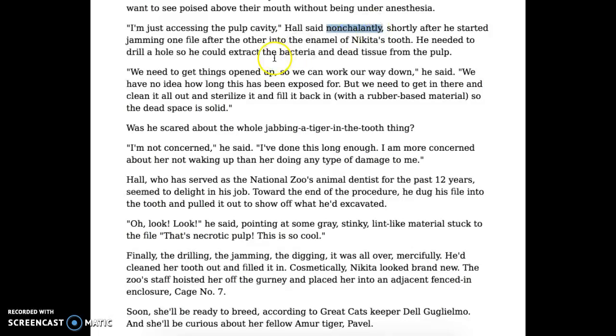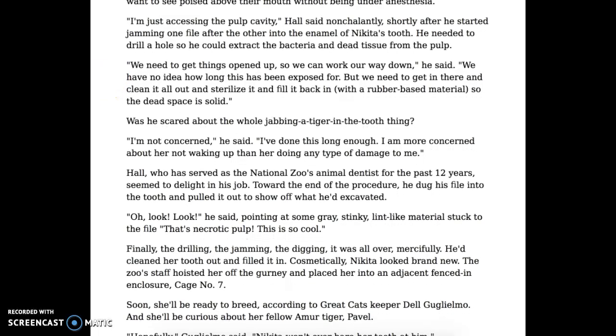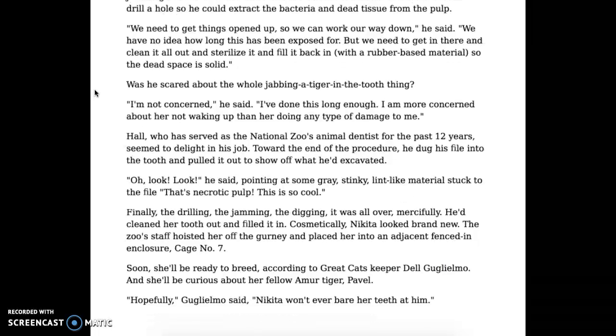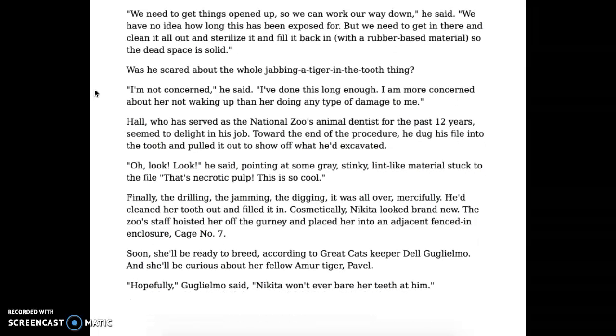Shortly after he started jamming one file after the other into the enamel of Nikita's tooth, he needed to drill a hole so he could extract the bacteria and dead tissue from the pulp. We need to get things opened up so we can work our way down. He would have no idea how long this had been exposed for, but we need to get in there and clean it out and sterilize it all and fill it back with a rubber-based material, so the dead space is solid. He was scared about the whole jabbing a tiger in the mouth thing.